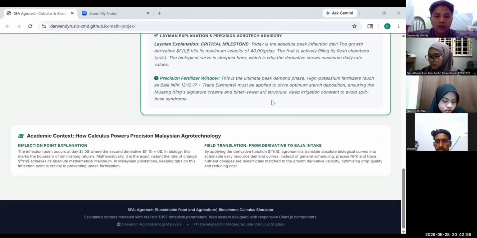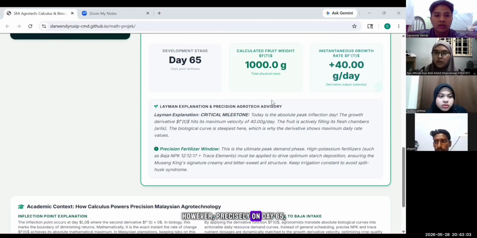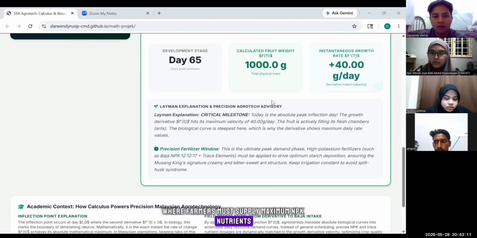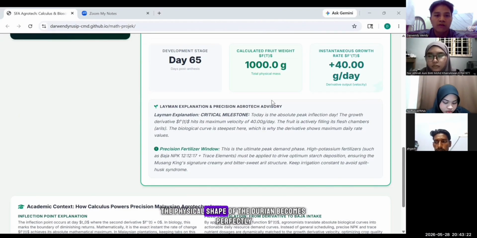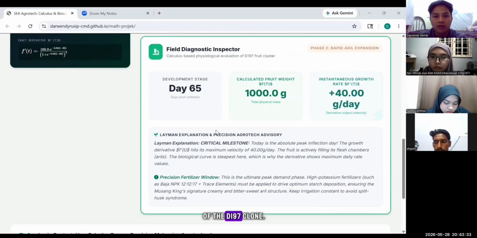Based on our analysis, growth is incredibly slow from day 0 to 60 after blooming. However, precisely on day 65, the system triggers a critical peak alert. This is the golden window. We farmers must supply maximum NPK nutrients because the fruit cells are dividing at the fastest rate. When guided by mathematical precision, the results are extraordinary. The physical shape of the durian becomes perfectly round and the flesh develops the signature deep golden color and premium cream texture of the D197 clone.